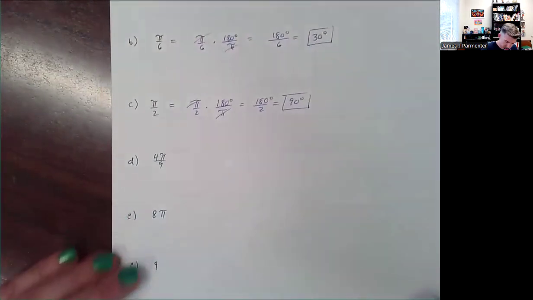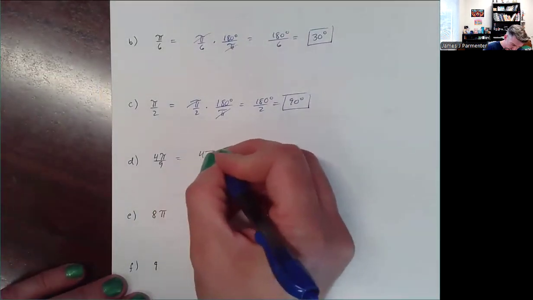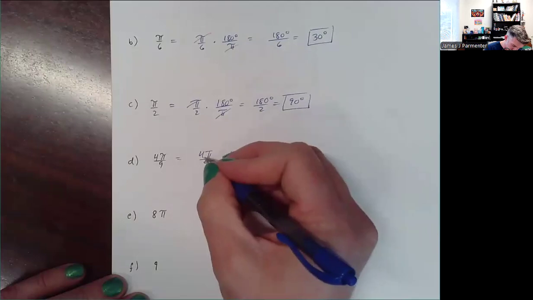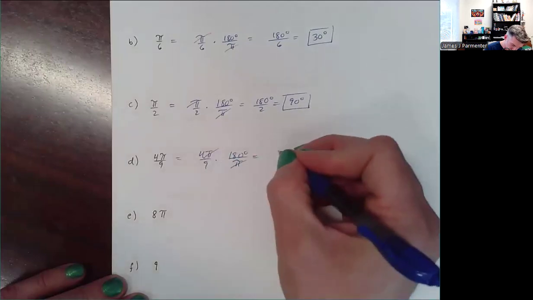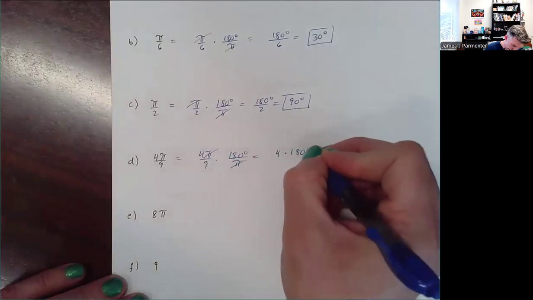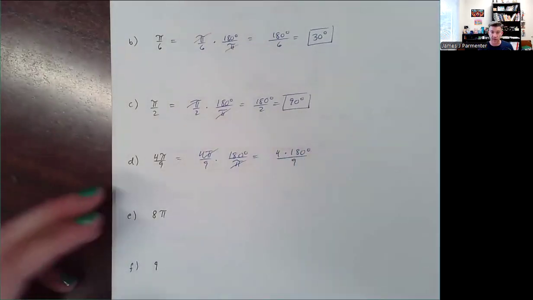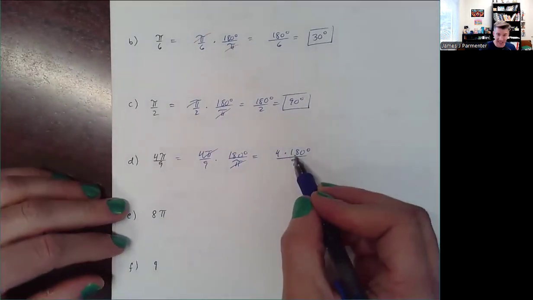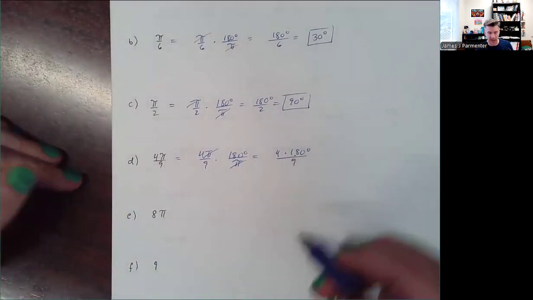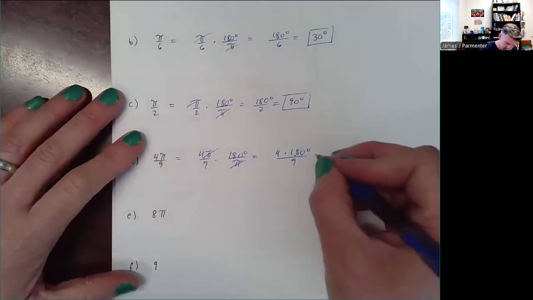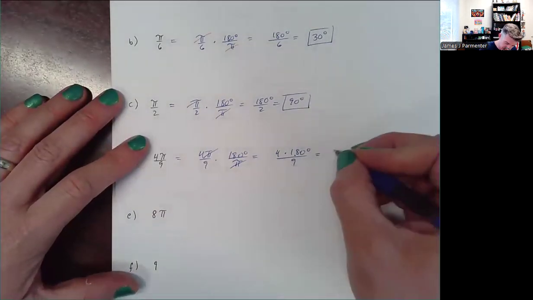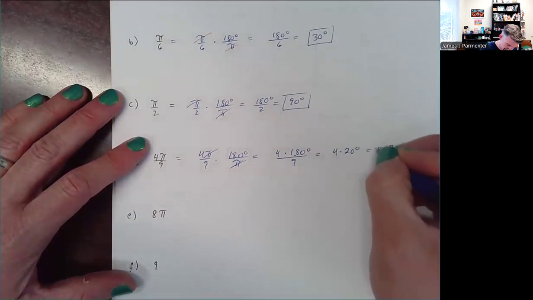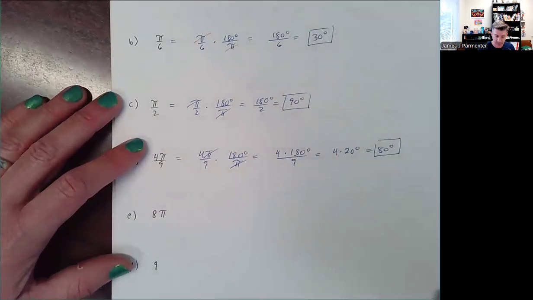Same deal over here. It's doing the same thing. 4 pi over 9 times 180 degrees over pi. It is good to show your work for these. Pi's cancel. You get 4 times 180 degrees over 9. And this is a great example of where doing the division first is the better call. 4 times 180 is 720. 720 divided by 9 is 80. But it's much easier to say that 180 divided by 9 is 20. Then you have 4 times 20 degrees, which is 80 degrees. I think it's much easier that way.